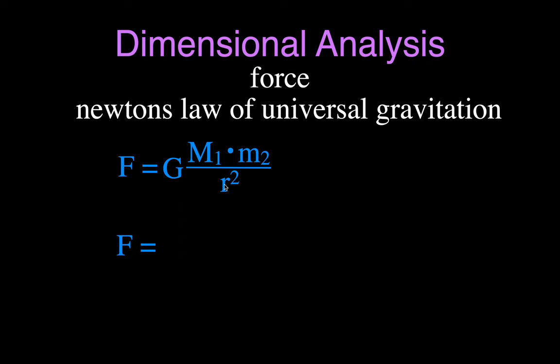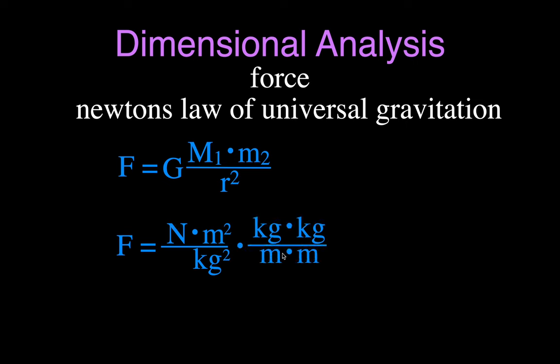And then you also have to know the units for the gravitational constant. The units for the gravitational constant are newton meter squared per kilogram squared. So this is the units for the gravitational constant, 6.67 times 10 to the minus 11 newton meter squared per kilogram squared. And then we're going to multiply that by these units, which are both kilograms.